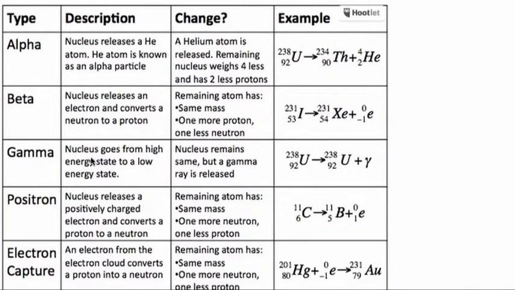Gamma decay is when the nucleus goes from a high energy state to a low energy state. The nucleus remains the same, like we saw, it just emits a gamma ray, which is light, it's not made of matter. So the mass numbers won't change, and the charges, the atomic numbers, won't change. We just show the energy being released this way. Now, positron and electron capture are optional extensions that you don't necessarily need to know for the DP.